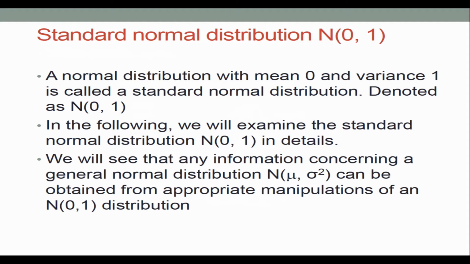And here, we're going to focus on a special normal distribution with mean equal to 0 and variance equal to 1. We call it the standard normal distribution. If we put mean 0, variance 1, we get a standard normal distribution. And we will see that any information concerning a general normal distribution can be obtained from the appropriate manipulations of a standard normal distribution. Actually, for any given general normal distribution with general mean mu and variance sigma square, we can transform it to a standard normal distribution. So next, we're just focusing on the property of standard normal distribution, because whenever we are given a general one, we can always transform it to a standard normal distribution.